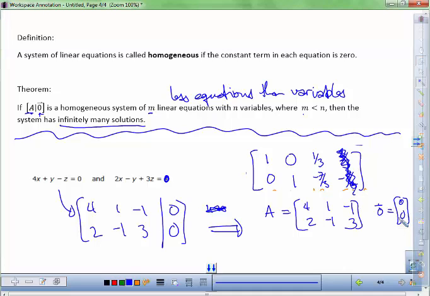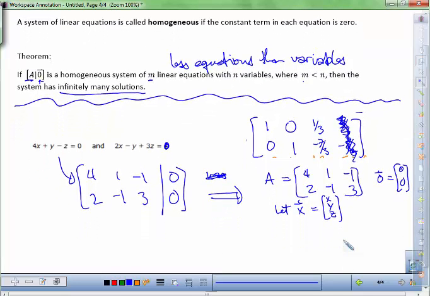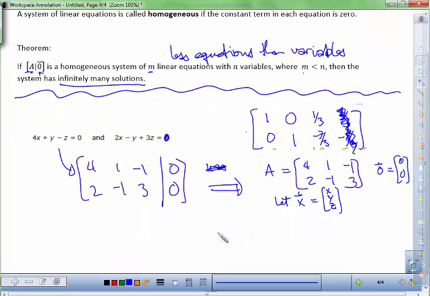And we haven't talked about matrix multiplication, but if we let x equal (x, y, z), in this case, since we are in R3 and we have three variables that we're talking about, A times x is equal to 0 is a matrix-vector way of writing this system.